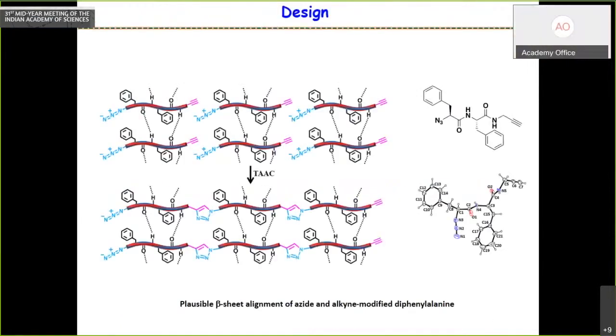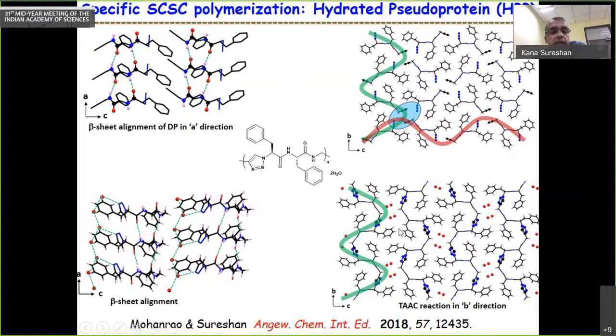Next, this is another system, diphenylalanine, again known to form this kind of beta sheet-like structure. So we wanted to see whether this can polymerize. We made this, and we found that yes, this is also forming a beta sheet-like structure. On the top right-hand side, you see the packing diagram. You see the azide and alkyne are at proximity, but not in a ready-to-react conformation. Nevertheless, it reacts when you heat at about 60 degrees centigrade. And the structure at the bottom is of the polymer.